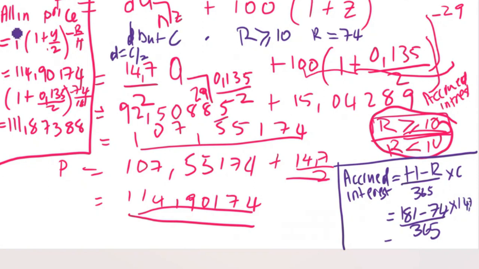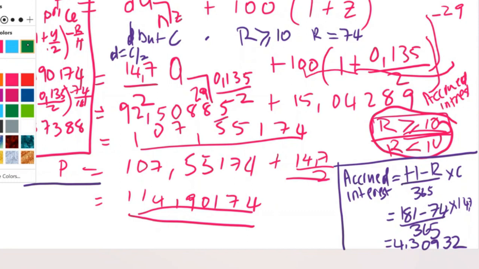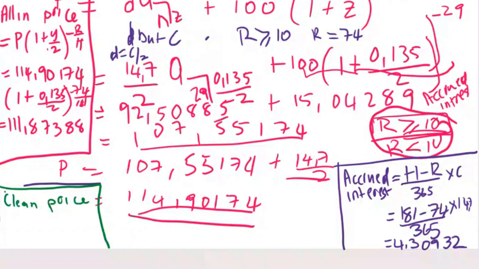Okay, so now your accrued interest there is going to be equal to 4.30932. So now you've got your accrued interest, you've got your all-in price, you can get your clean price. So let us get our clean price. Remember the formula for the clean price. The clean price is just equal to all-in price minus accrued interest.